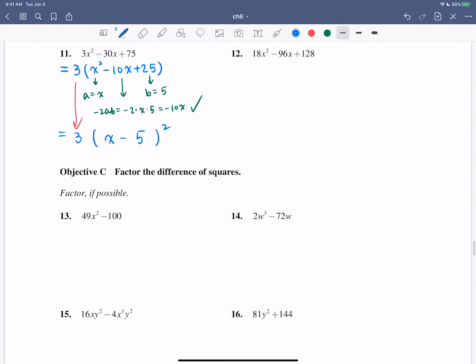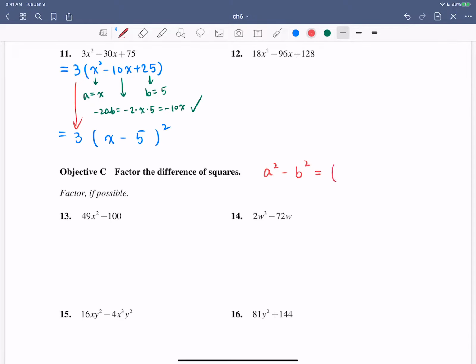Objective C. Factor the difference of squares. For this part, you need to know one formula in order to factor the difference of squares. And I would say this formula is extremely important. A squared minus b squared. So this is the expression that describes the difference between two perfect squares.